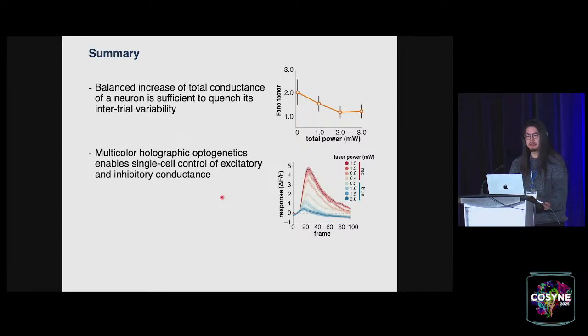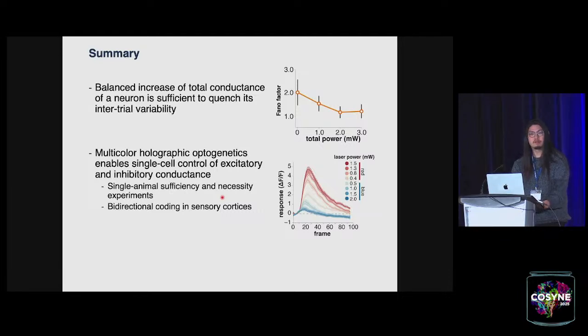You can imagine things like, if we know an ensemble of neurons might be important for some kind of behavior, we can do sufficiency and necessity experiments in the same animal. We could do bidirectional coding in sensory cortices. We know many stimuli drive not just increases in activity, but decreases in non-overlapping patterns of neurons. So we can try to recreate that activity more faithfully. And of course, we can look at really interesting excitatory or inhibitory balances in vivo.